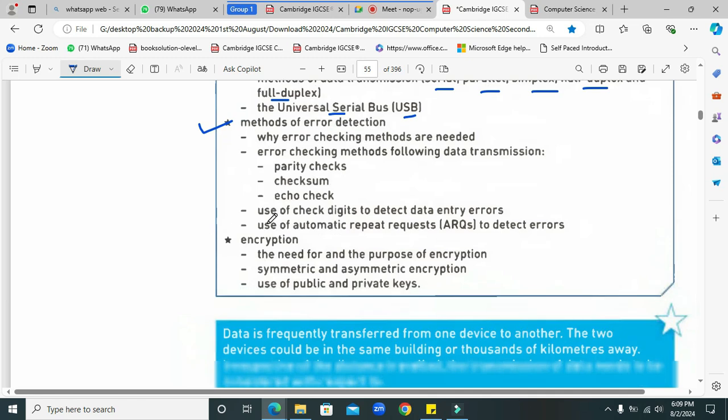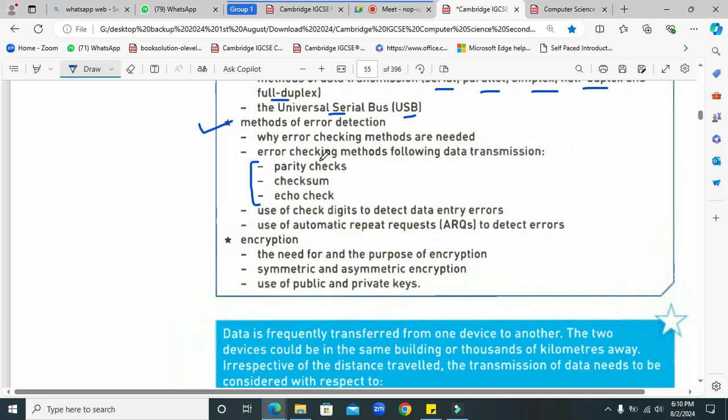Okay, now let's find methods of error detection. Why do we use methods of error detection? So that we can ensure that our data arrived at our destination without any error, without any change. So these are different questions that we have to go through in this chapter. Okay, why are error checking methods needed? Error checking methods following data transmission: parity check, checksum, echo check. These checks are very important.